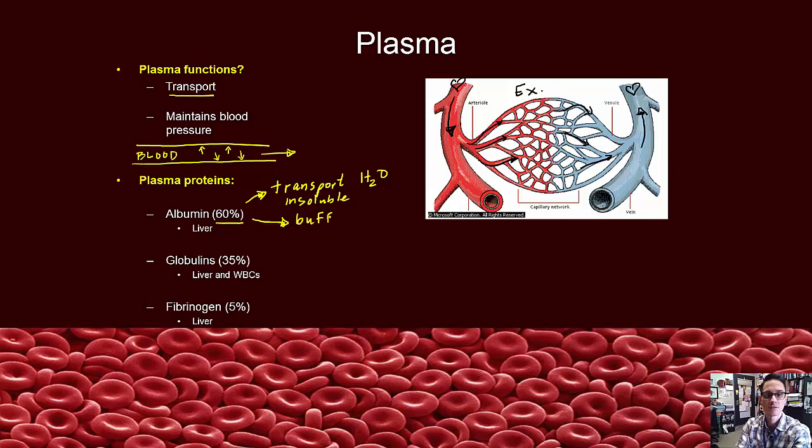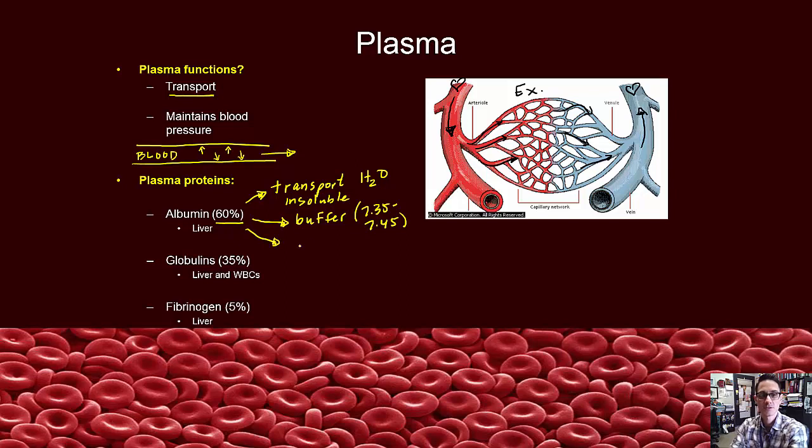So proteins can be used to help buffer the blood. Remember, a buffer is a chemical that can bind to or release hydrogen ions into solution to keep the pH of the solution stable. And we know that the pH of blood is between 7.35 and 7.45. We like to keep it there for optimal body health.